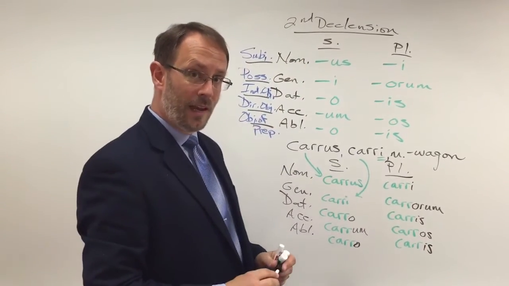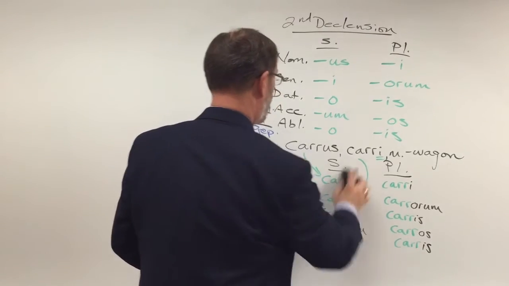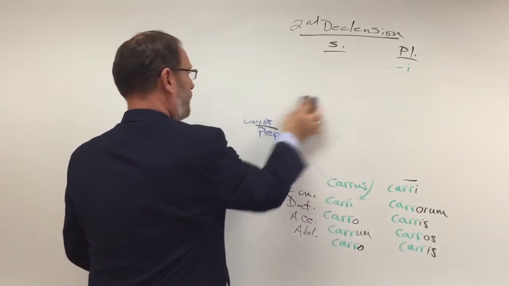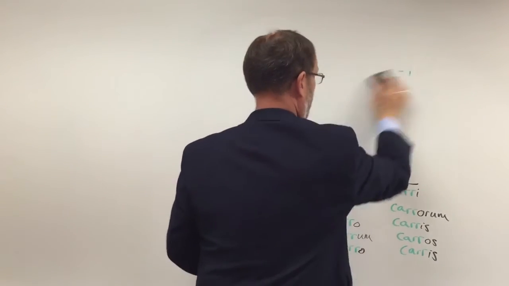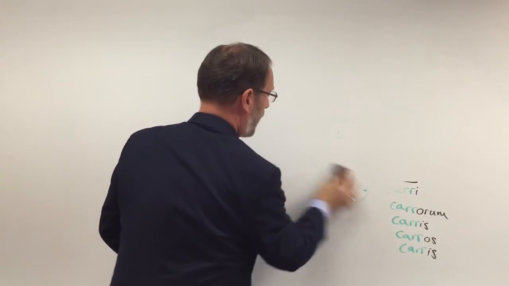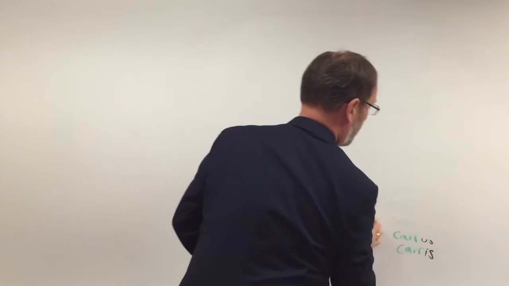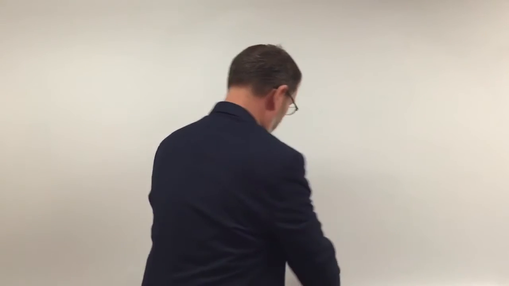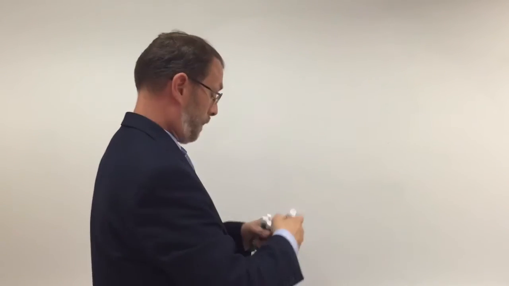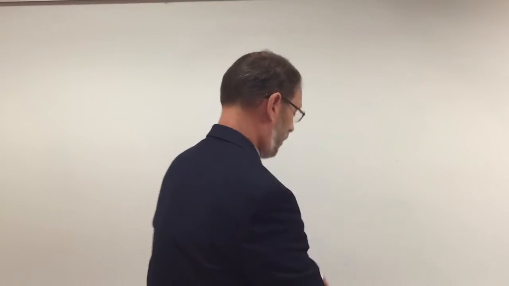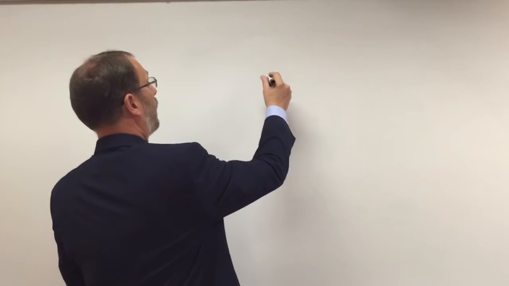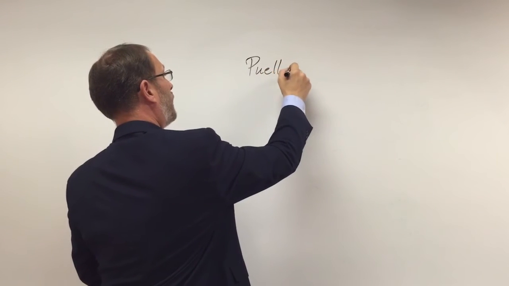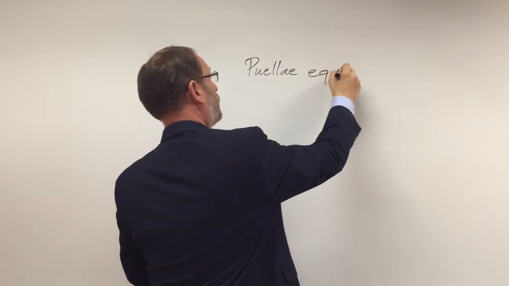Let's see if we can put this together in a sentence and make some sense out of all this. All right, we've got quite a bit of vocabulary that we can work with now. So we're going to reach back and get some of that vocabulary from another chapter, mix it up with some of this, put it in the blender, and see what we can come up with here. All right? So let's see here. Maybe we've got puellae equos spectant.